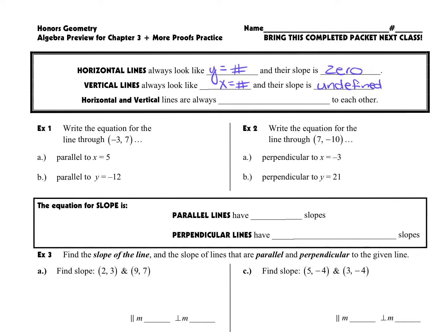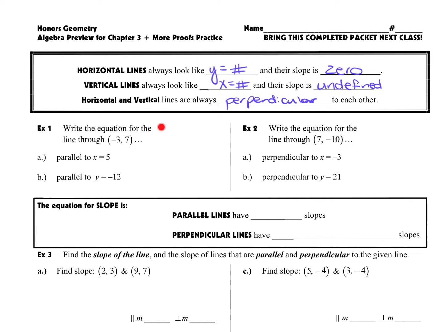Now, we want to be careful to not ever say no slope. Vertical lines have a slope of undefined, and horizontal lines have a slope of 0. That's very important that you be very specific with that. Now, horizontal and vertical lines are always going to be perpendicular to each other. And as you'll see in a bit, these are going to be a lot easier for us to work with for some of our problems.